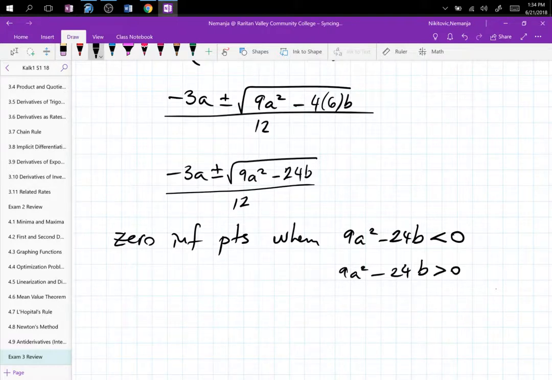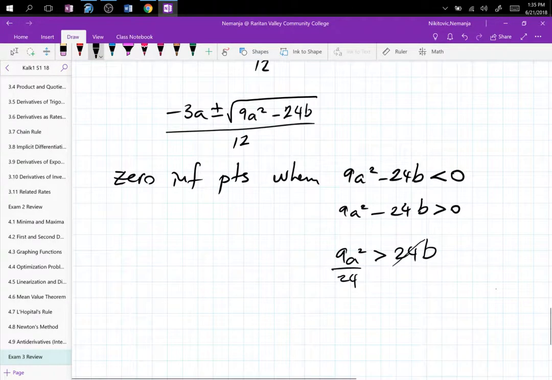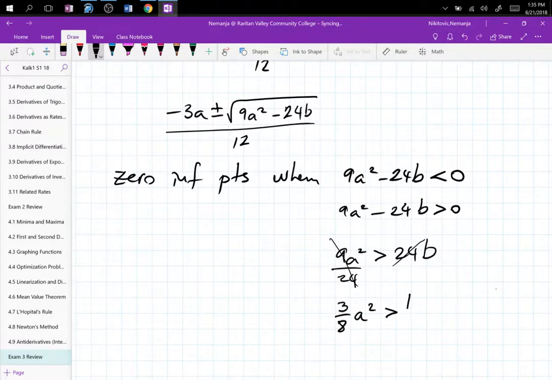inequality now, and you will get exactly the situation they ask, b to be smaller than... right? So you have 9a squared larger than 24b. You move 24 over. You cancel this to get 3 over 8 a squared less than b, which is exactly the thing they have in the paper. So that's good.